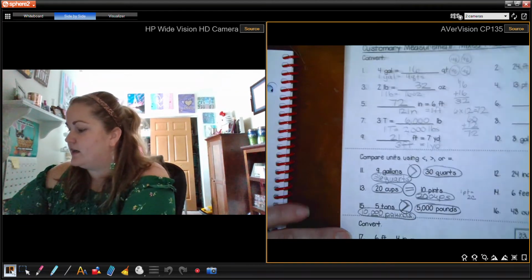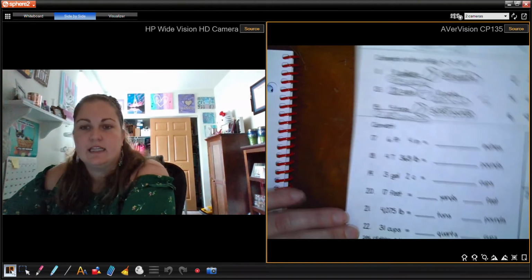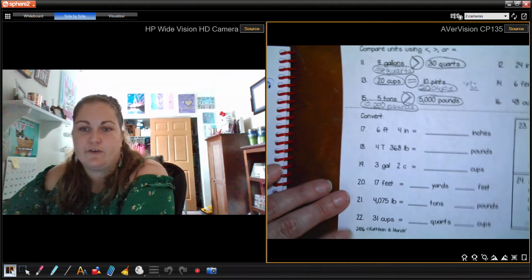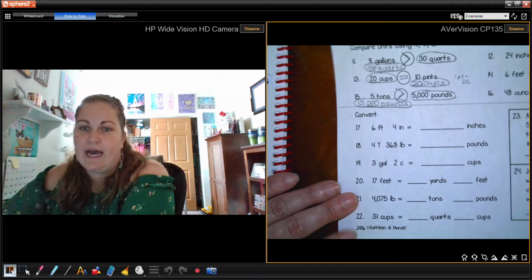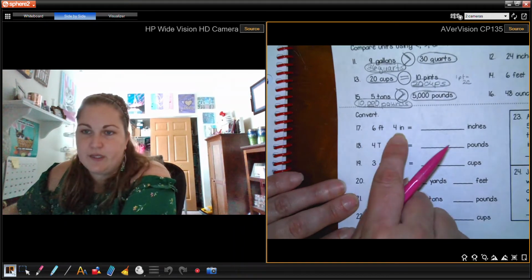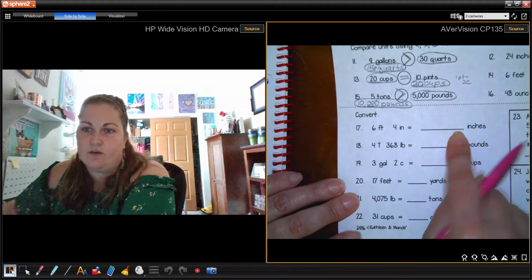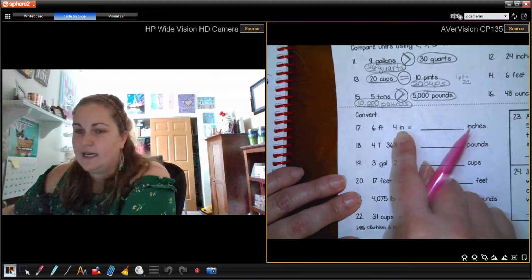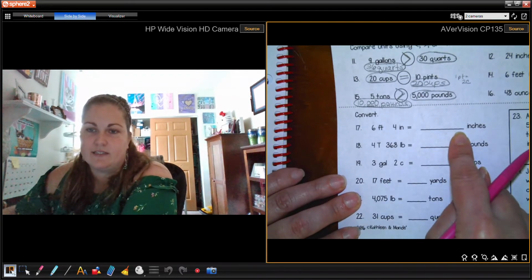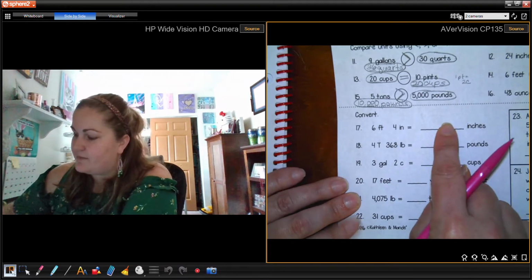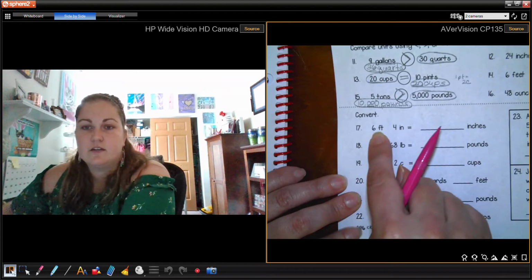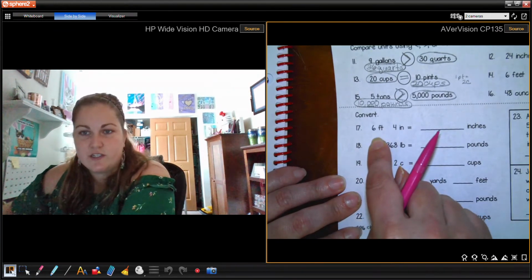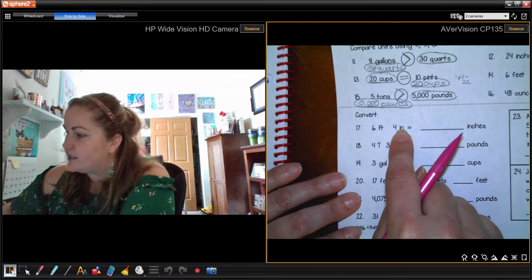Okay, sliding on down to the last section. Last section is going to be a little bit different because you have 2 measurements and it's asking for just one. So it says 6 feet, 4 inches. How many inches is that? That doesn't mean just put 4 inches there. That means you have to take your 6 feet, turn it into inches, then add it to your 4 inches.